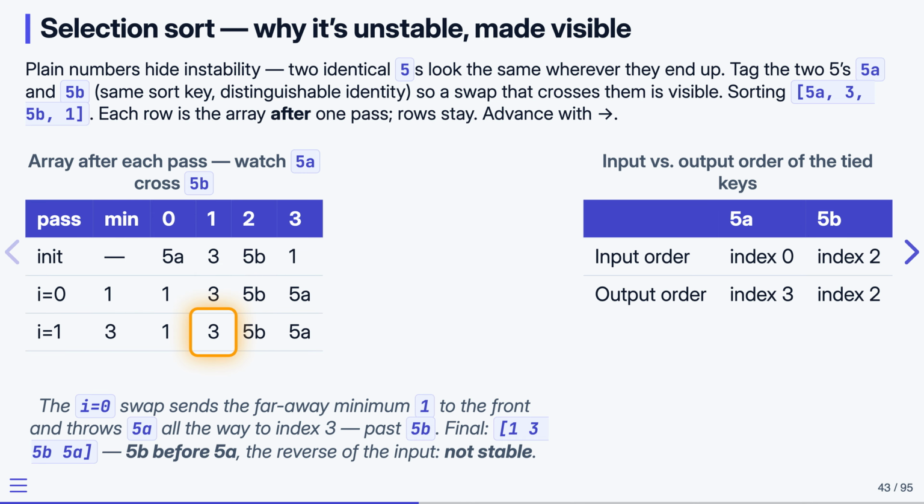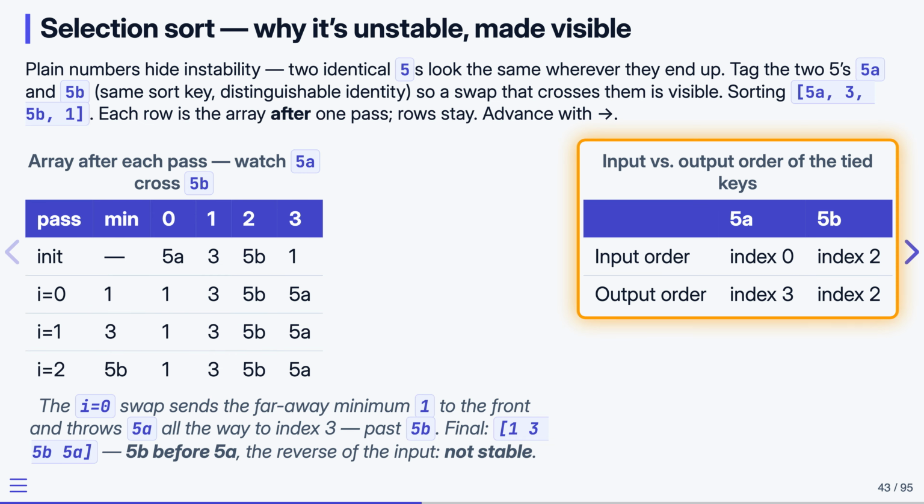Second pass, I equals 1. The smallest key in the rest is already 3 at index 1, so there is no swap. The amber cell just marks that 3 stays. Third pass, I equals 2. Now A at index 2 is 5B and A at index 3 is 5A. Their keys are equal. So A at index j is less than A at index min is false, and min stays at index 2. No swap. The final array is 1, 3, 5B, 5A.